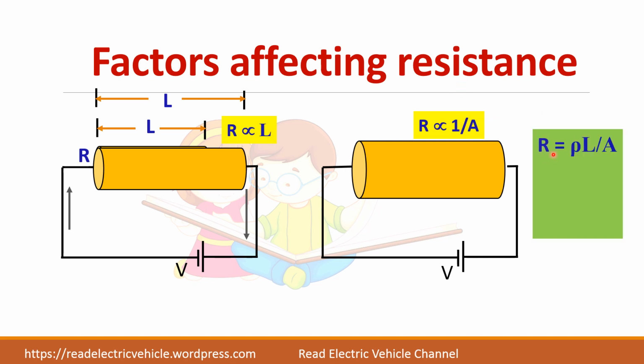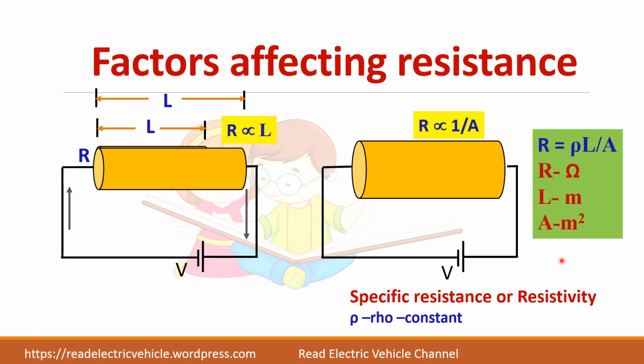So I can write R is equal to rho into L by A, where rho is called the resistivity or specific resistance. So this rho depends upon the material, what type of material we are using for the current conduction.